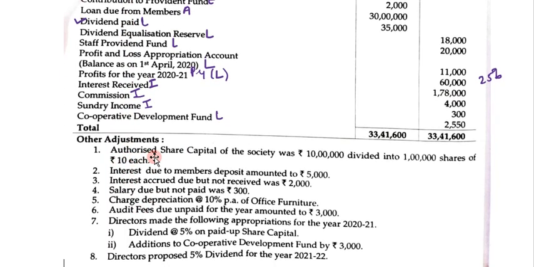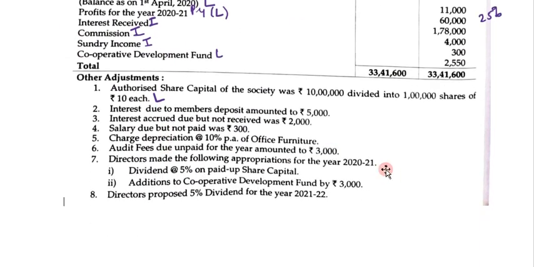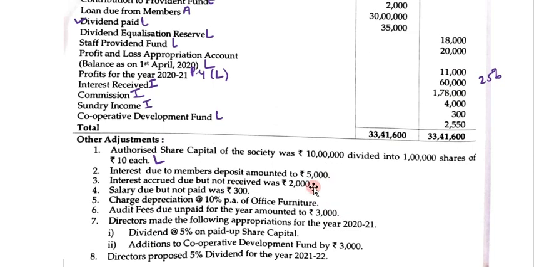First adjustment: authorized share capital of the society is 10 lakh rupees divided into 1 lakh shares of 100 each. So this will come in share capital on the liability side. Now, interest due on member deposits amounts to rupees 5,000. So interest on deposits we have already marked. Now for every adjustment there will be two effects. So the first effect of the second adjustment will come on the expenditure side, the second effect on the liability side.